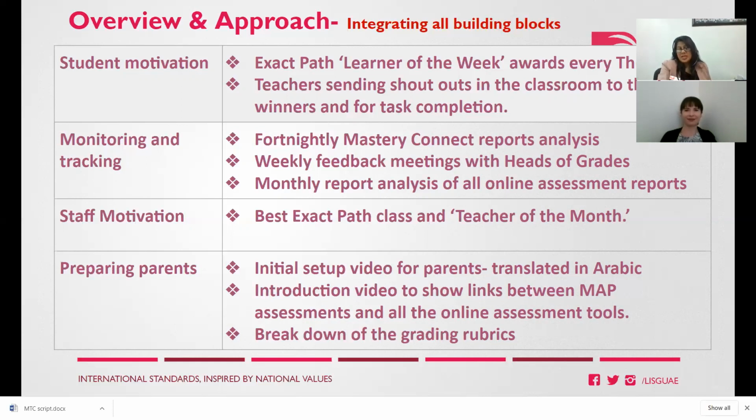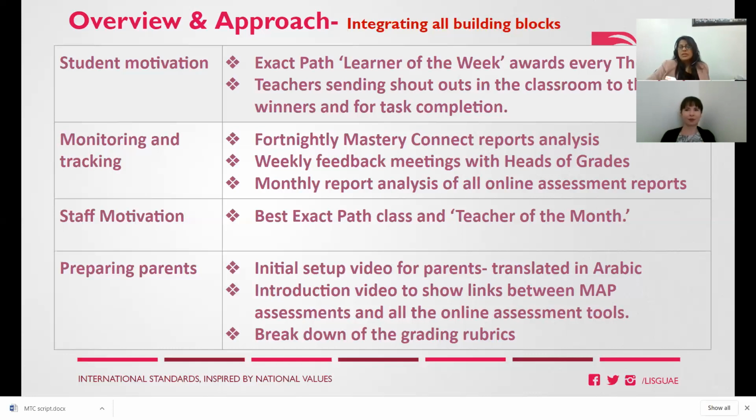Preparing parents was essential, as you all know that this is the Gulf, and Arabic is the first language of the parents. So we had to have all the introductory videos set up and translated into Arabic. We also had some videos which would talk more about why we're using Mastery Connect, how we use Mastery Connect, what the importance of ExactPath is, and how it's linked to the MAP preps and MAP assessments.